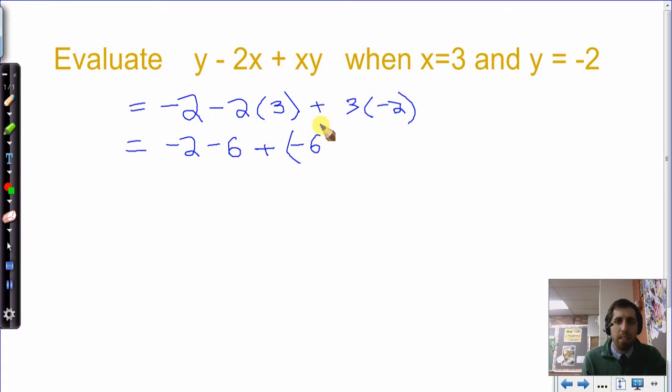And I'll play add-offs here because I think it makes sense. So we have negative 2 and 6 more negatives and 6 more negatives. So that'd be 8 negatives and 6 more negatives, which would be 14 negatives.